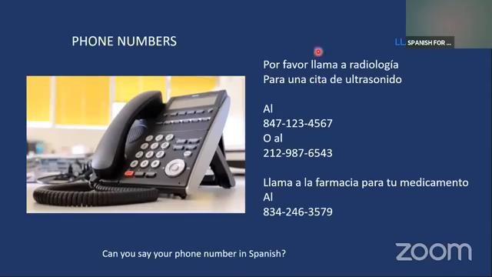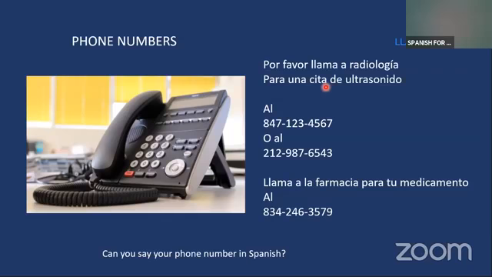Por favor, llama a radiología. Por favor, llama a radiología para una cita de ultrasonido. So for what does he or she need to call radiology? For an appointment, for an ultrasound appointment. Para una cita means an appointment of what? Of ultrasound. Para una cita de ultrasonido. For the ultrasound appointment.